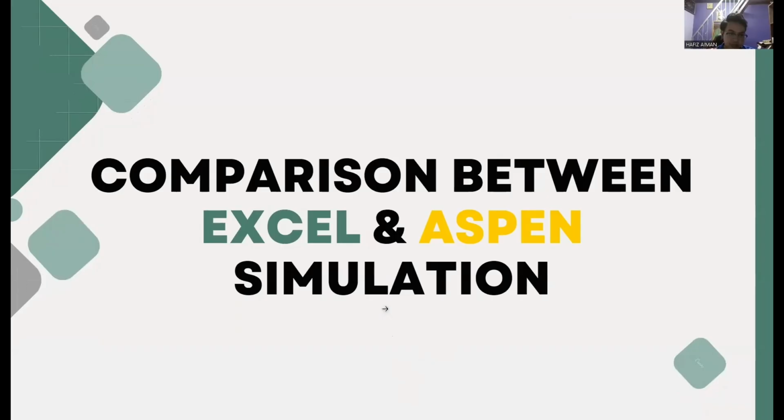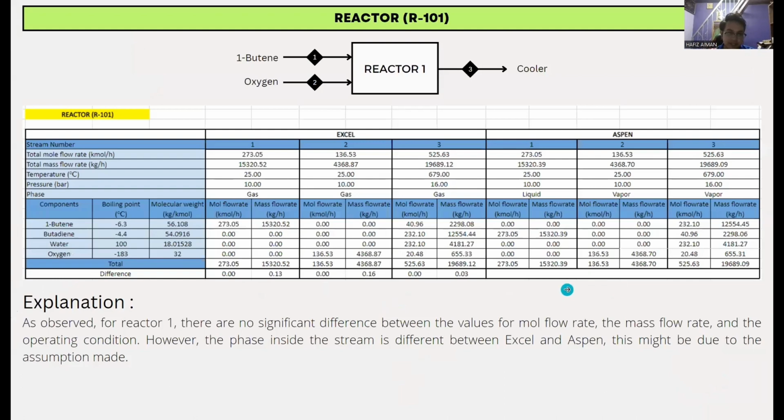Now, let's move on to the comparison between Excel and Aspen simulation. First, for the reactor. As we can see here, for reactor 1, there is no significant difference between the values for mole flow rate, mass flow rate, and the operating condition. However, the phase inside the stream is different between Excel and Aspen, as this might be due to the assumption made by our group mate.